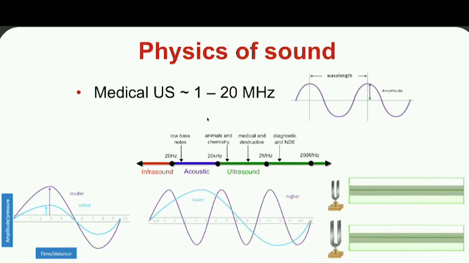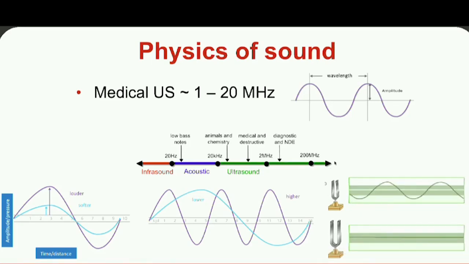Now, we said about 20,000 cycles per second is called ultrasound. Medical ultrasound uses 1 to 20 megahertz. 1 megahertz is 1 million cycles per second. So 1 to 20 megahertz. The most common frequencies, of course, being 3.5 megahertz.